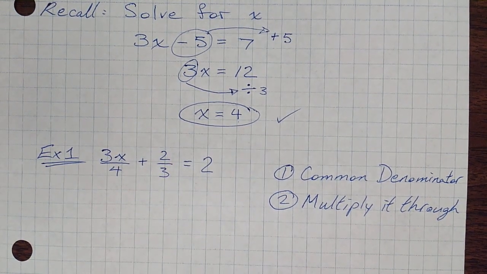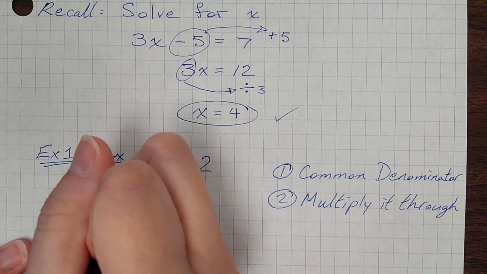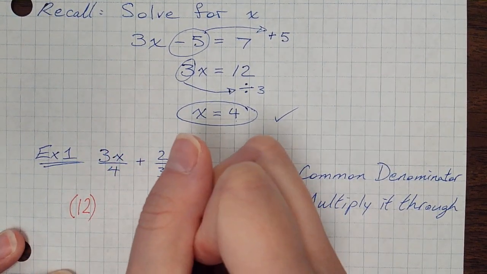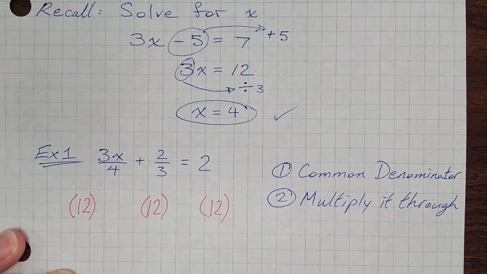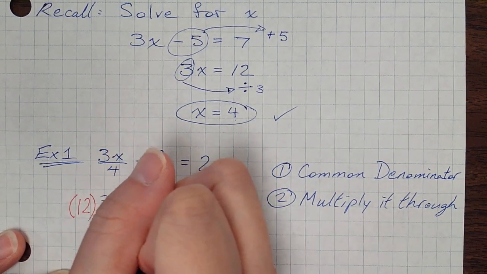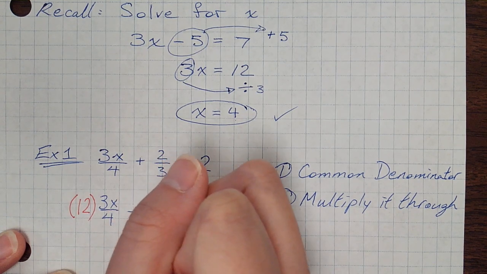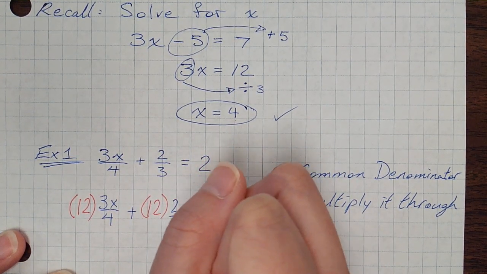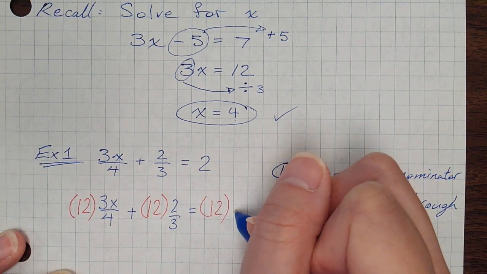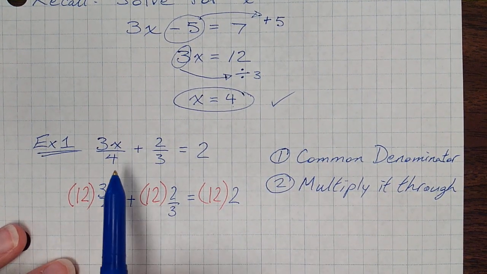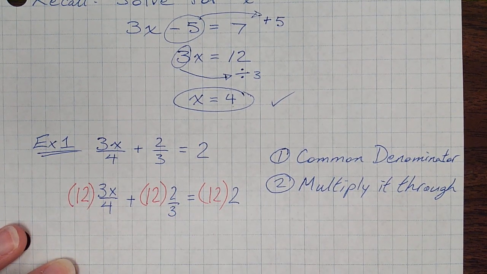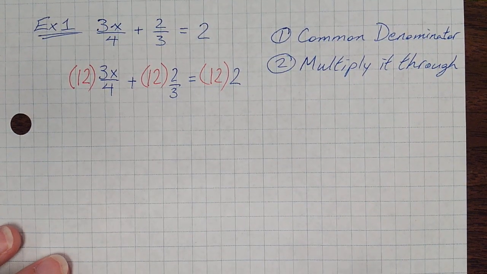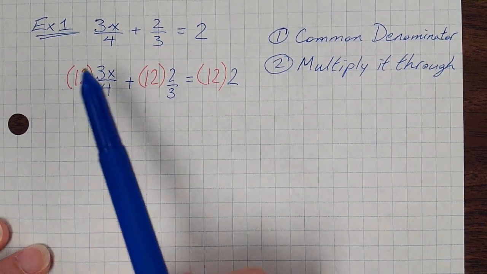So I'm going to show this. All right, so this is what I'm going to do. 3x over 4 plus 2/3 equals 2. Okay, so what I did was I just copied everything down and I'm going to multiply each of my terms by 12. All right, take a look to see what happens.